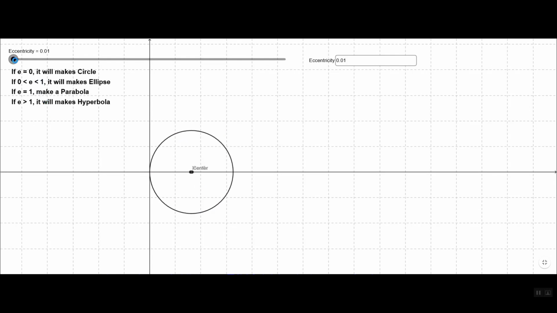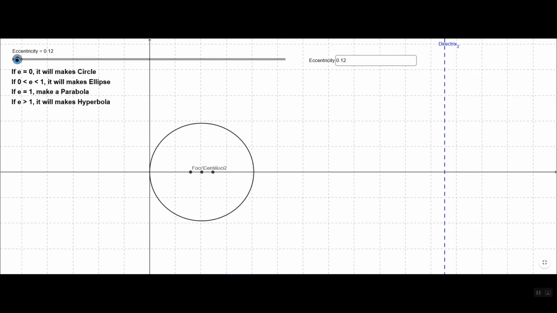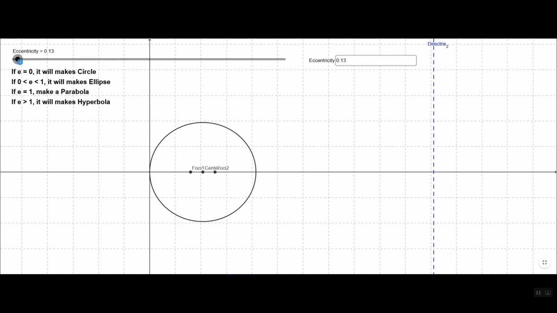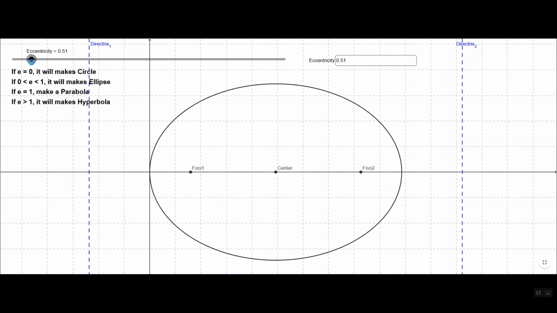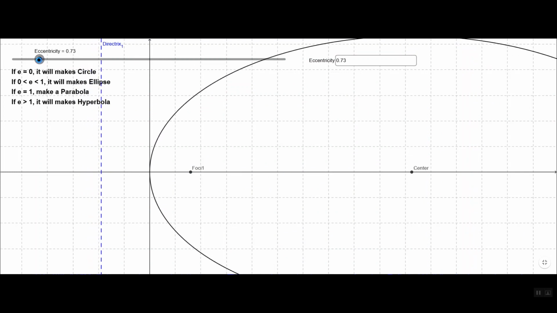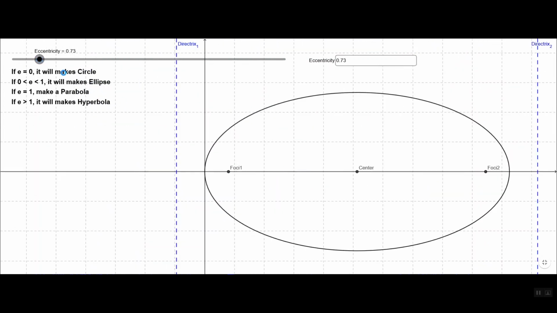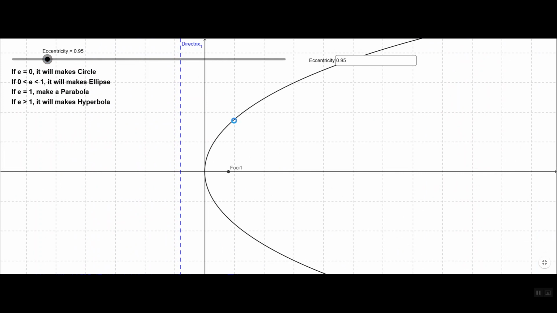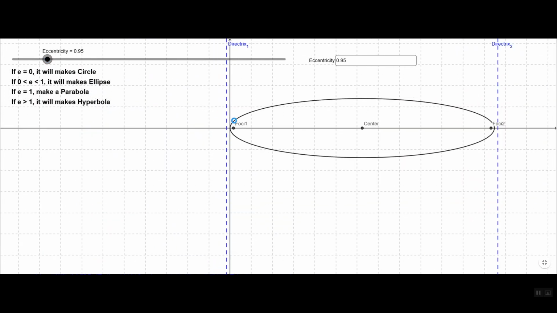Now, if you move this a little bit, if it increases from 0, it is 0.12. It is more than 0 and less than 1. So if the eccentricity is more than 0 and less than 1, then what you have is an ellipse. You see, this is an ellipse now. This is an ellipse with two foci. This is the center of the ellipse, and these are the two directrices. So it will keep being an ellipse for all the values of the eccentricity. See, it's still an ellipse until we reach 1.